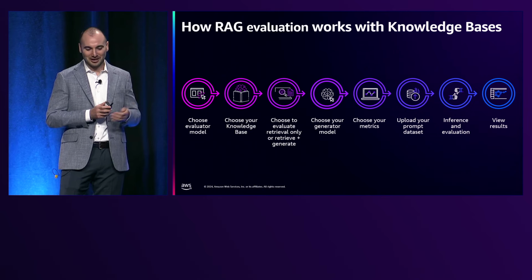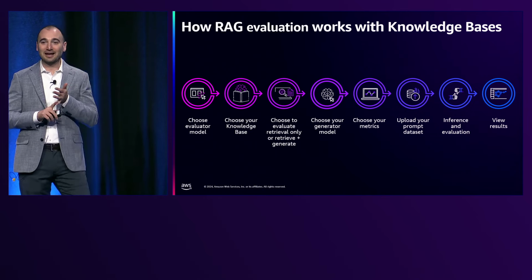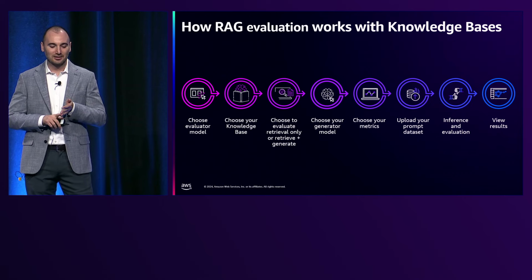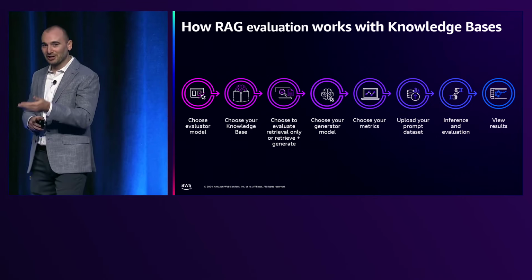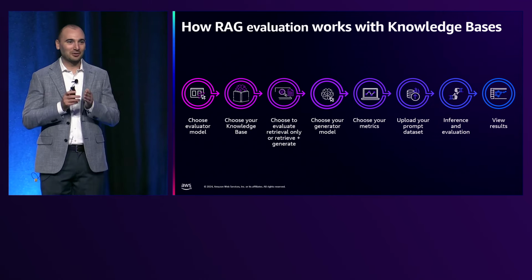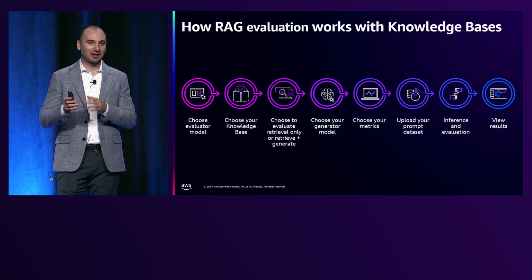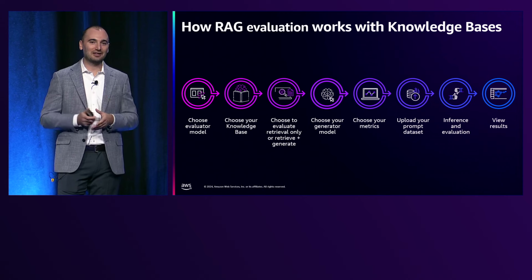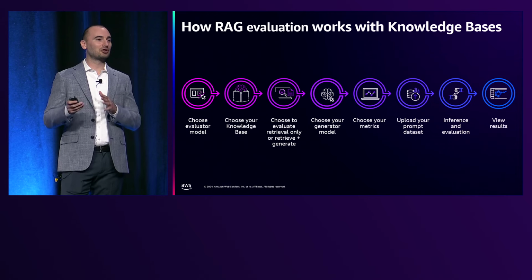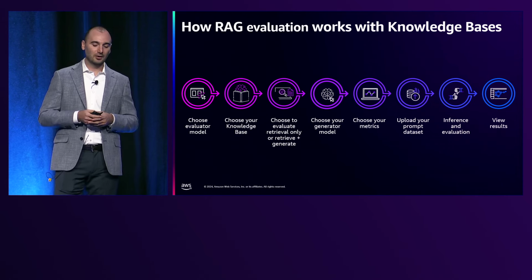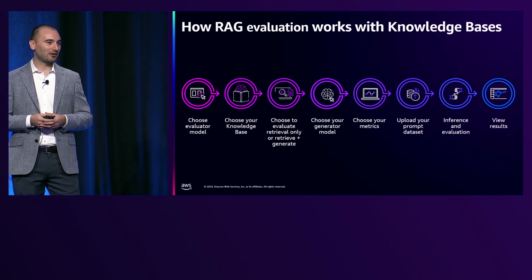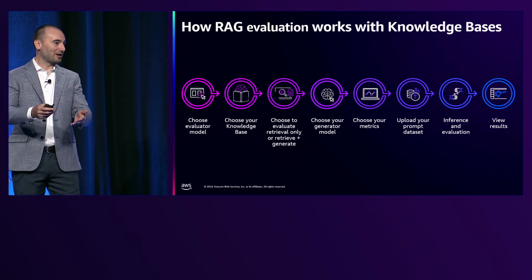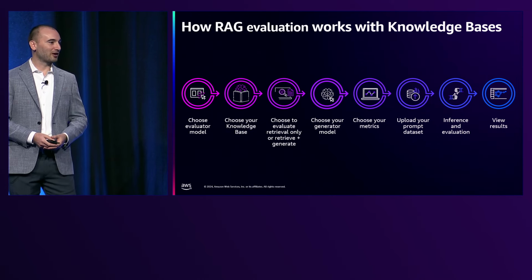That's very near the top. Then you choose your knowledge base, again integrated directly with Amazon Bedrock knowledge bases. Then choose: do you want retrieve or retrieve and generate? If you are doing retrieve only, you don't need a generator model. But if you decide to do a retrieve and generate job, then you can choose your generator model, choose your metrics from all those that we just talked about, upload your prompt data set from your S3 bucket in that JSON-L format, then click Create. We'll do that inference and evaluation for you.